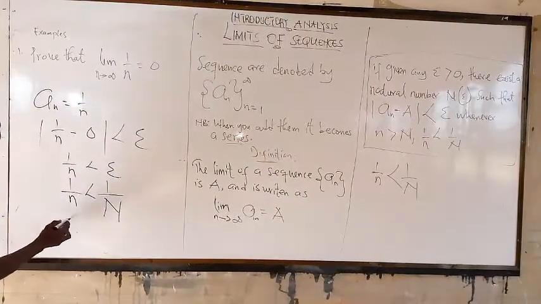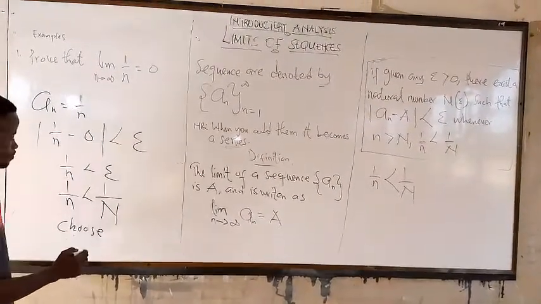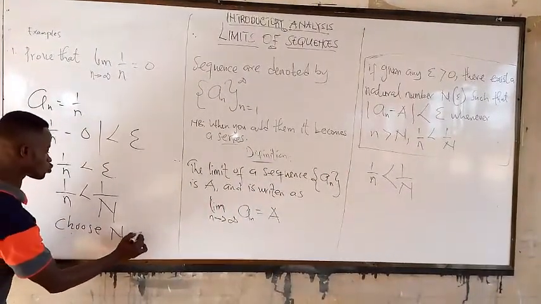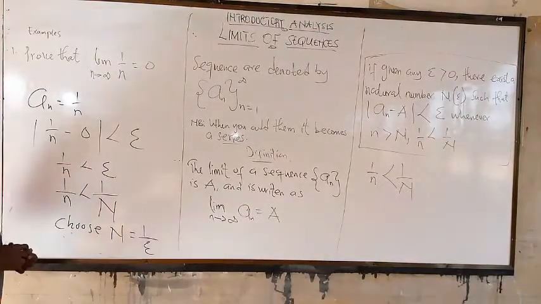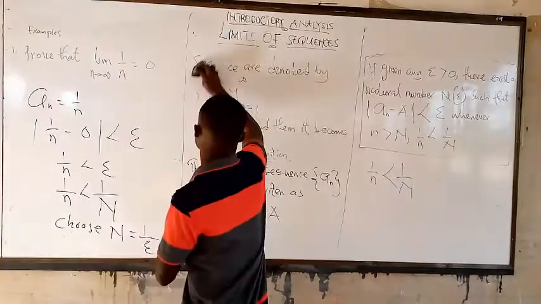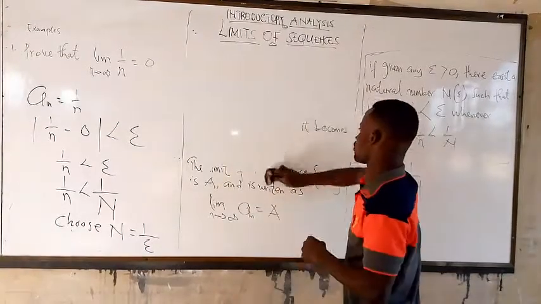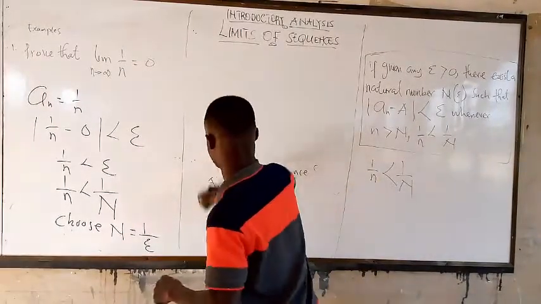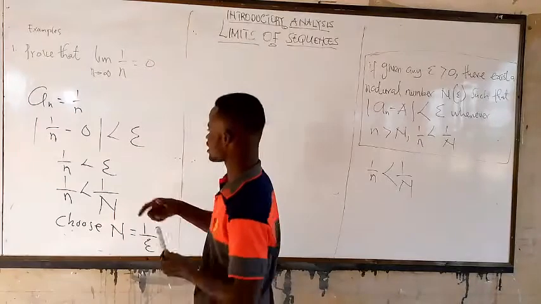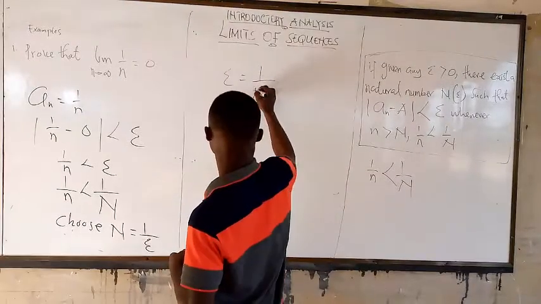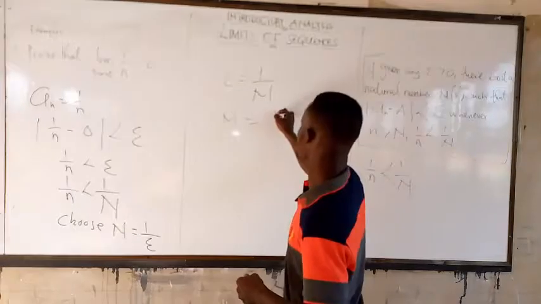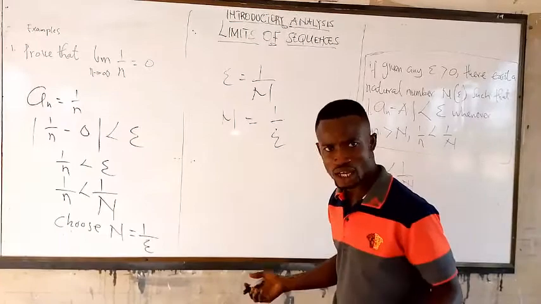capital N. You choose capital N to be equal to 1 over epsilon. Now, that is making sense, because if epsilon is equal to 1 over capital N, let's watch something. Then capital N will be equal to 1 over epsilon. And it's true. And it's making sense.